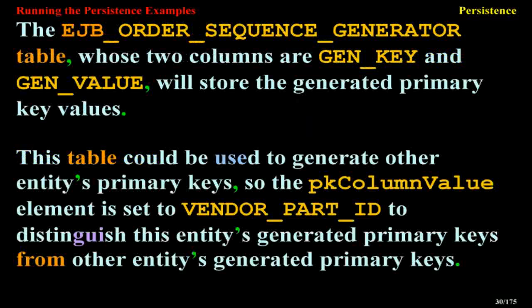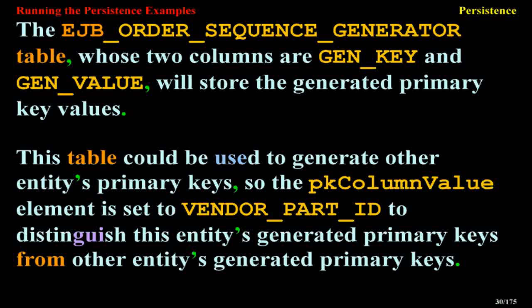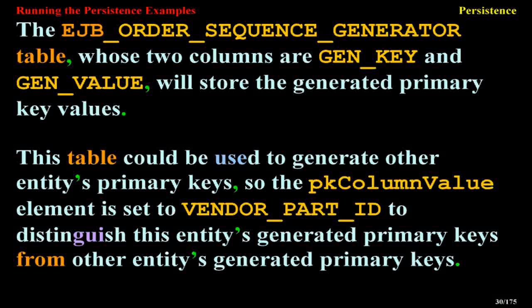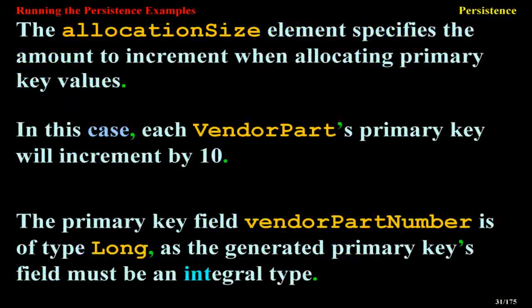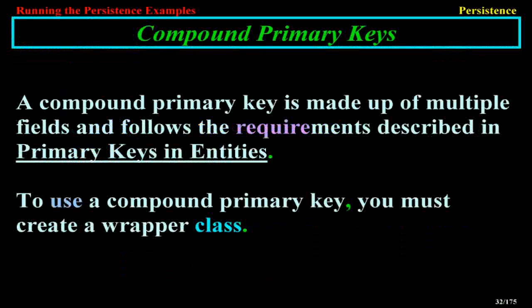The EJB_ORDER_SEQUENCE_GENERATOR table, whose two columns are GEN_KEY and GEN_VALUE, will store the generated primary key values. This table could be used to generate other entities' primary keys, so the pkColumnValue element is set to VENDOR_PART_ID to distinguish this entity's generated primary keys from other entities' generated primary keys. The allocationSize element specifies the amount to increment when allocating primary key values. In this case, each VendorPart's primary key will increment by 10. The primary key field vendorPartNumber is of type long, as the generated primary key's field must be an integral type.